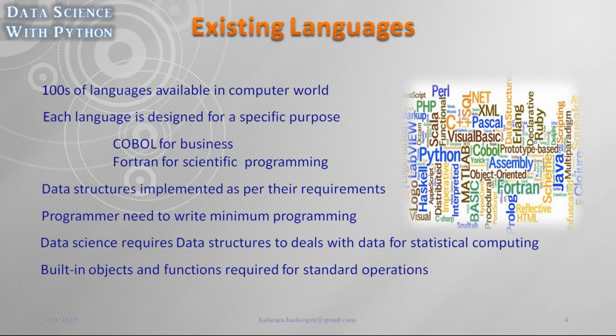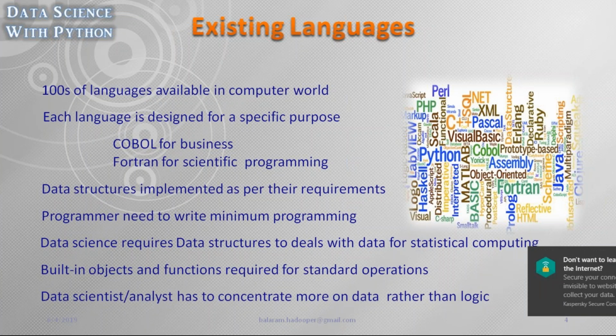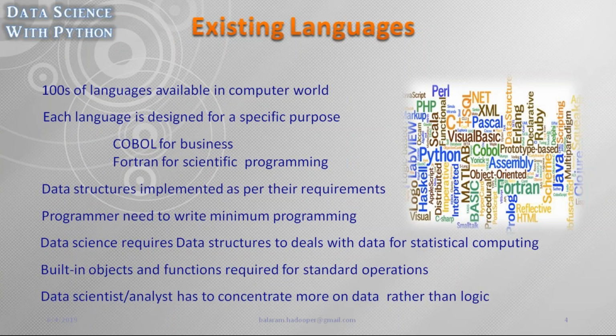And data scientists or analysts have to concentrate on data much more compared to the logic. Logic is not an important thing. Logic is secondary for a data scientist. Data is important for the data scientist or analyst. So we have to concentrate more on the data. We should not concentrate on whether the variable is initialized, whether the memory is cleared or not, or the pointer is cleared or not. We should not think about all those things. We have to think about what data is available, in which state it is available, and how to analyze the data. Only these things are required.